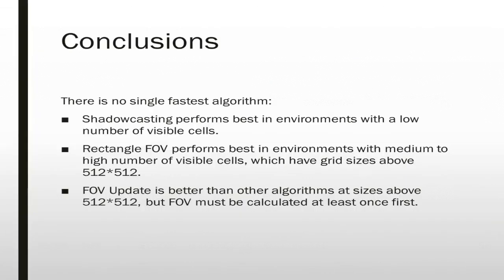So in conclusion, there is no single fastest algorithm. Shadowcasting performs best in environments with a low number of visible cells. Rectangle field division performs best in environments with medium to high number of visible cells, which also have medium or large grid sizes. And field division update is better than other algorithms at medium to large grid sizes, but an FOV must be calculated using one of the previous algorithms at least once.